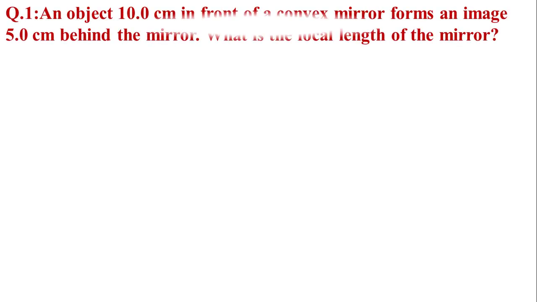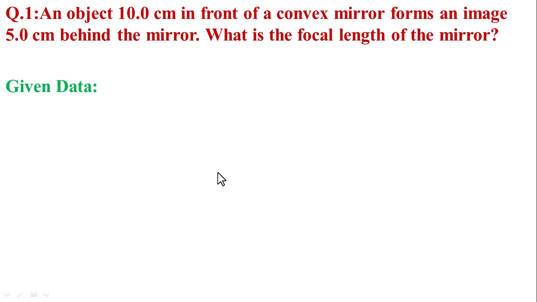Now in question number 1, the given statement is: an object 10 centimeter in front of a convex mirror forms an image 5 centimeter behind the mirror. What is the focal length of the mirror? Now, first of all, write the given data.